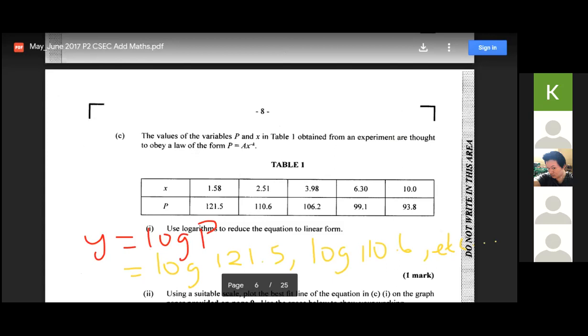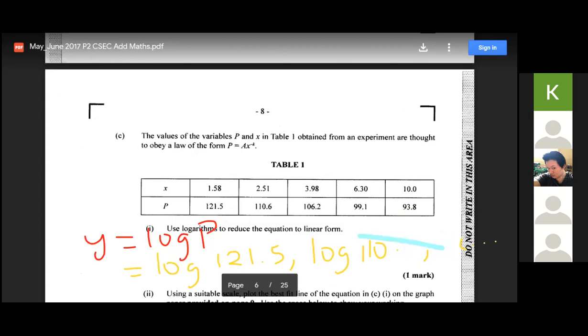So I got 2.08 for the log of 121.5. Yeah, that's what you got from 121.5. Cool. And you will continue that for all of these, and those are the values you're plotting on your y-axis.